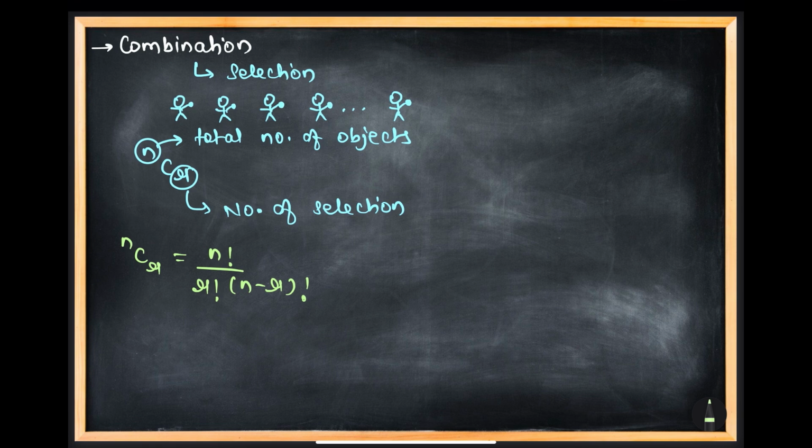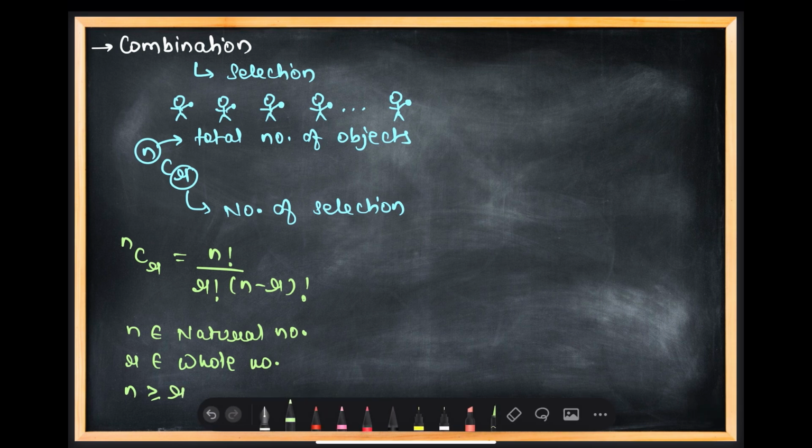Now look at this. There is a certain condition that n should belong to the natural numbers. Okay, natural number. r should belong to the whole numbers. Okay, and also n should be greater than or equal to r. So these three conditions you have to take care of, and by this method you will be getting all the ways of selecting r persons out of n persons.